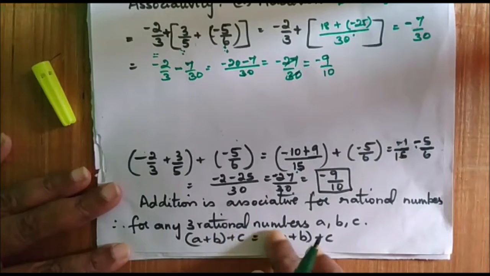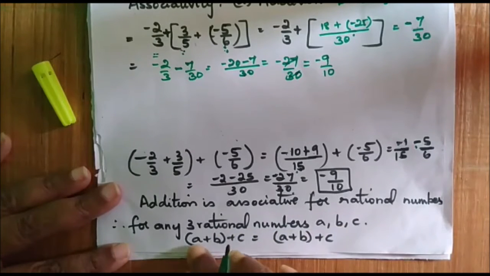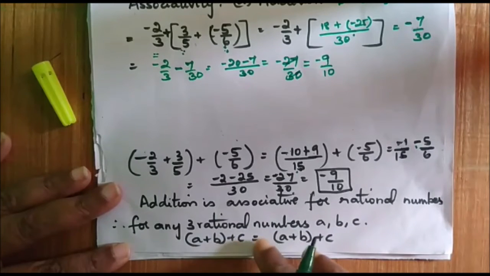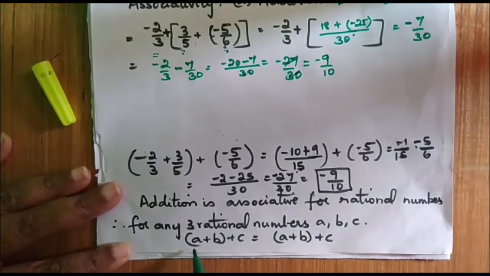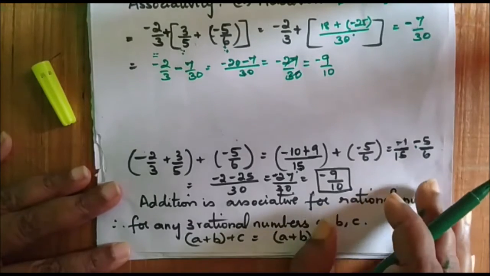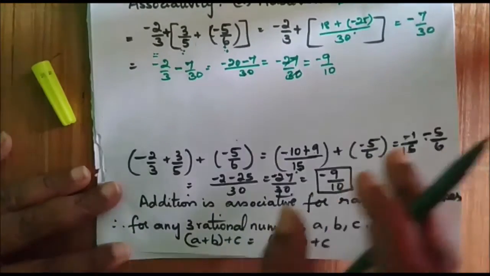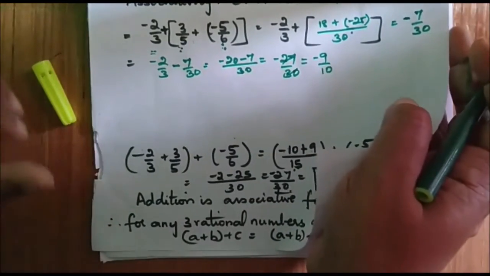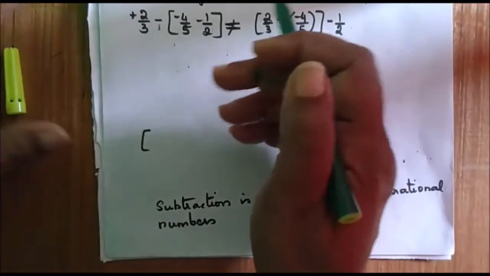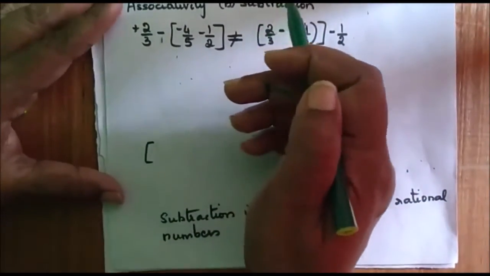So for any three rational numbers A, B and C, A plus B plus C is equal to A plus B plus C. A can also be written as A by B, C by D and E by F. You can also take them as examples of rational numbers. So associativity holds good in the case of addition. Now let us check it in the case of subtraction.